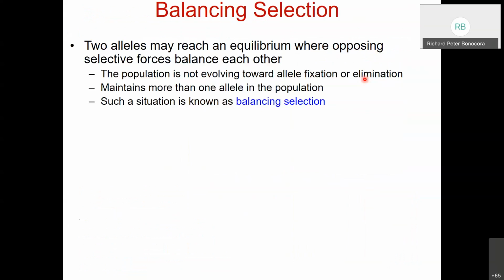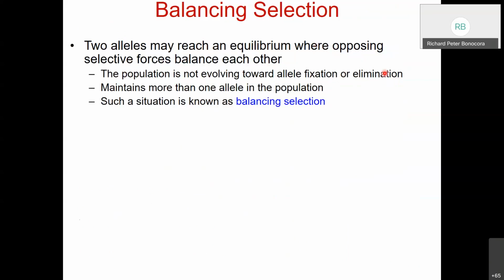So we have balancing selection. There are two alleles that reach an equilibrium where opposing selective forces balance everything out. The population isn't just moving towards allele fixation or elimination. I should have defined these terms earlier.